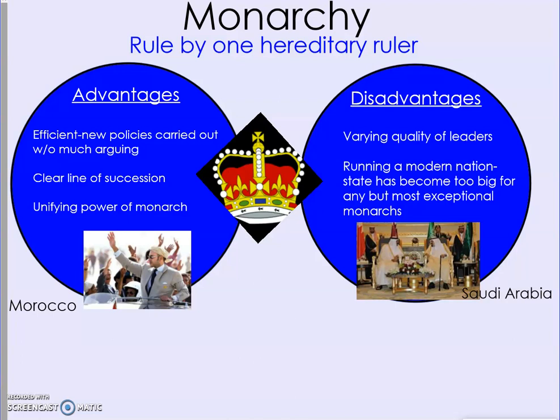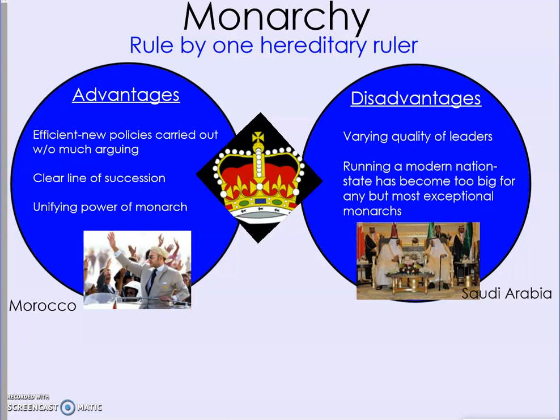Disadvantages, on the other hand, or drawbacks, is that the quality of leaders can really vary from one generation to the next. So one monarch in one generation might be excellent, exemplary, great ruler, loved by their people. It could be followed by an incompetent one, and we've seen that throughout history. Kind of think back to ninth grade world history, and you should be able to think of a couple of examples. Another disadvantage or drawback is that running a modern nation state, so in today's society, is really difficult for one ruler. You would have to be a very exceptional monarch with a lot of approval from the people to be able to carry out that rule on your own.